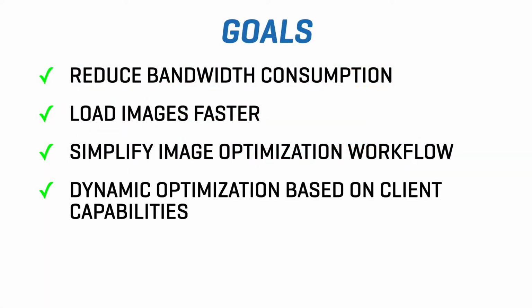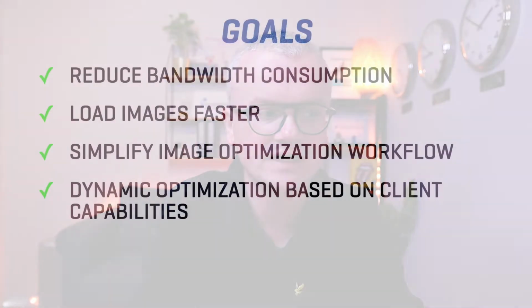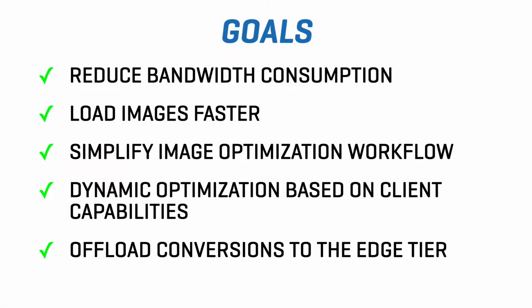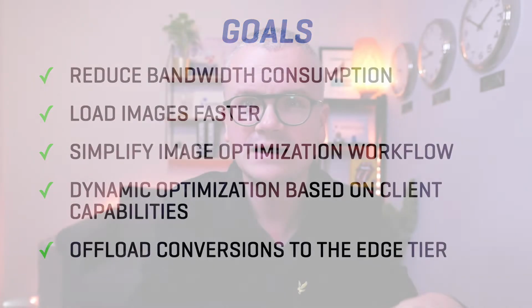And there's also dynamic optimizations possible based on client capabilities. If your client supports WebP, we'll give them the WebP. If your client doesn't support it, we'll present regular JPEG and PNG files. And we can also offload all of these conversions to the edge tier and consume the CPU there rather than doing it on the origin, which might already be overloaded.